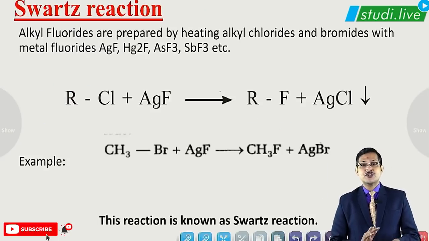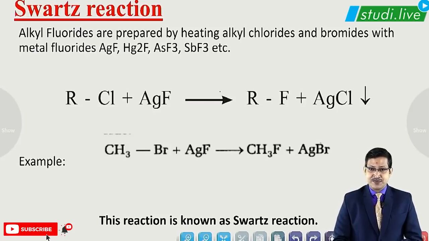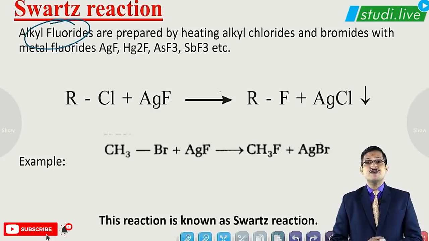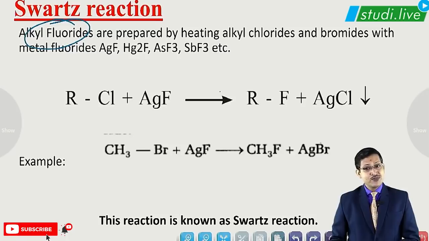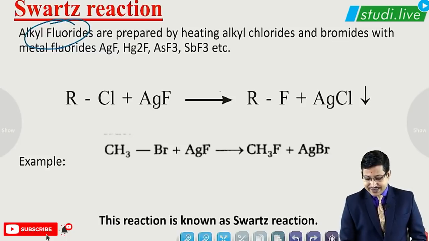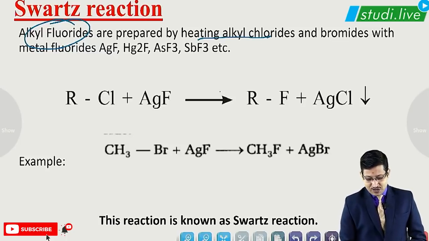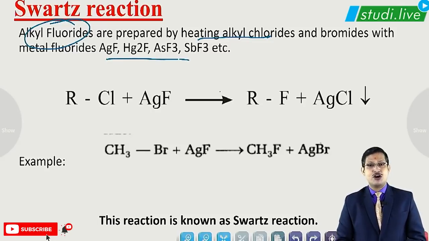Moving on, the next reaction, Swartz reaction. Now this Swartz reaction is also an important example of halogen exchange, but here the halogen exchange will give you the formation of alkyl fluorides. Previously it was alkyl iodide, now it is alkyl fluoride, and that is prepared by heating alkyl chloride or bromide with reagents such as AgF, Hg2F2, AsF3 and SbF3.